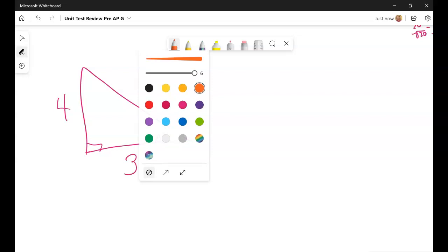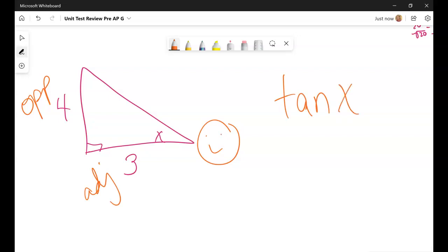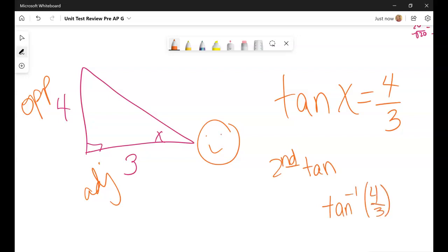So if we're looking for x, you would put smiley face right here. This is your opposite. This is your adjacent. That's going to tell you to use the tangent function. So the tangent of x is equal to 4 over 3. Now you'll want to use second tan, and it's going to say tan with a -1, and just enter that ratio. And we get 53.13 degrees. You might just call it 53 degrees if you are rounding to the nearest degree.